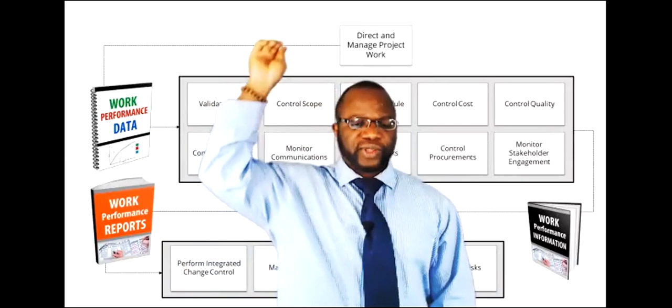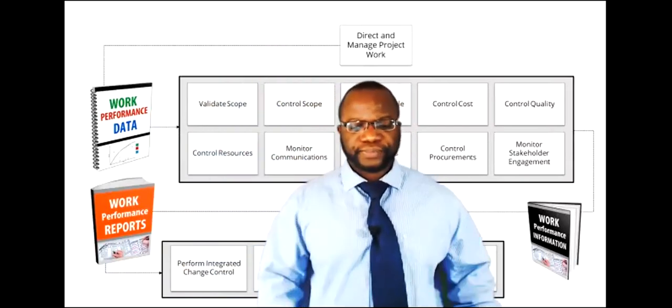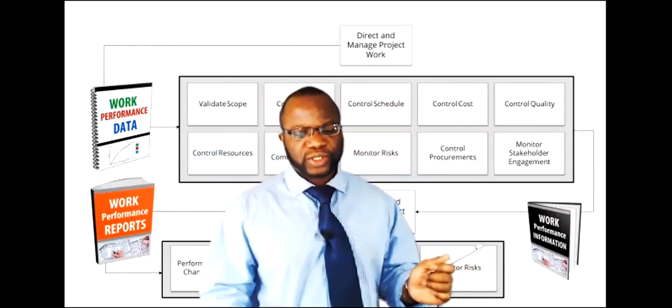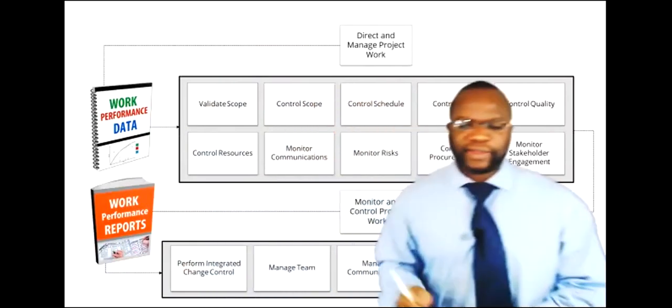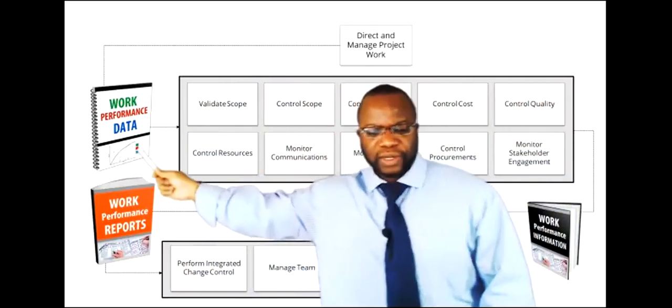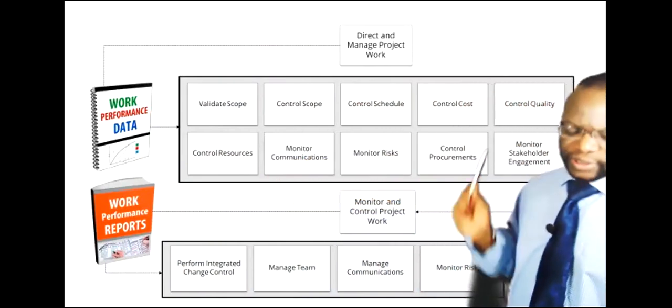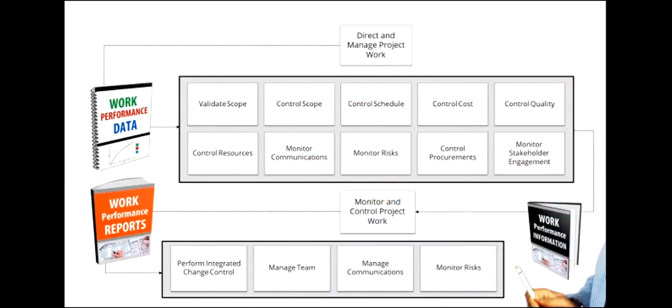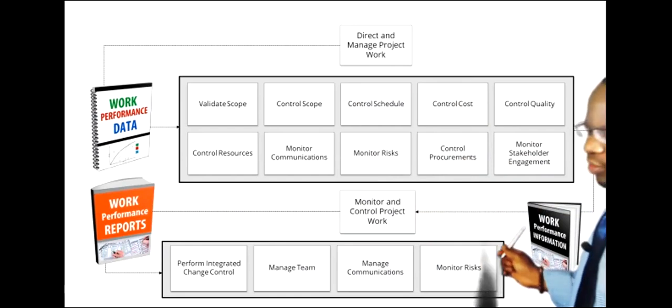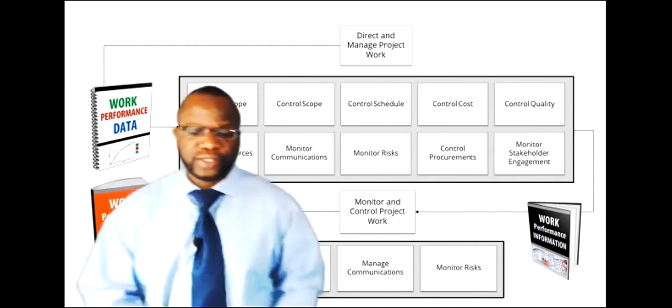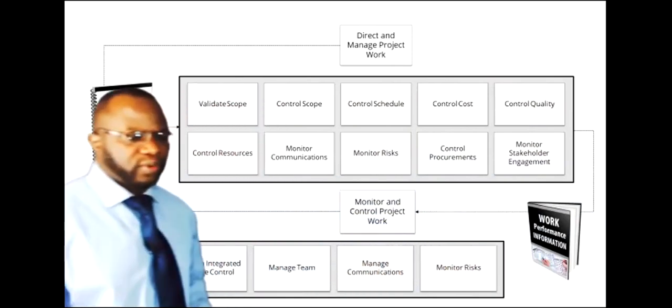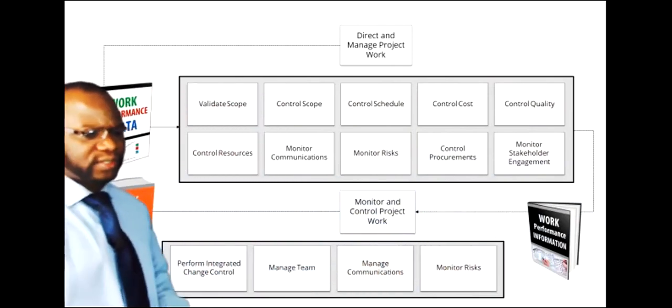So we start off with direct and manage project work. Direct and manage project work is going to give us that thing over there called WPD. WPD goes into all of these monitoring and controlling processes. All of these monitoring and controlling processes are going to accept WPD, and then they are going to give out work performance information. So you can see work performance information is an output of those monitoring and controlling processes.